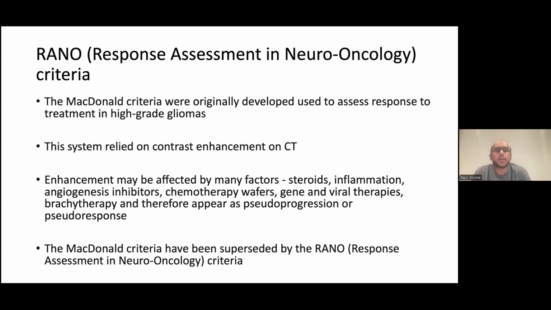In terms of the assessment of the response to treatment, the initial criteria used to assess response to treatment was the McDonald criteria. This was the system that was initially described for contrast-enhanced CT. Enhancement may be affected by many factors such as steroids, inflammation, angiogenesis inhibitors, chemotherapy wafers, and so on, as well as the phenomena that we previously described, such as pseudoprogression or pseudoresponse. The McDonald criteria have now been superseded by the RANO, the response assessment in neuro-oncology criteria.